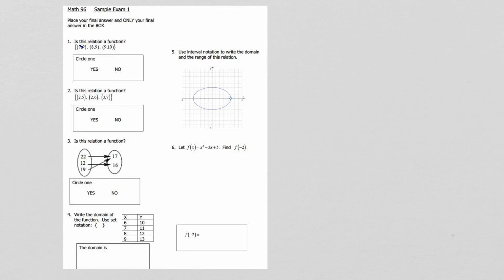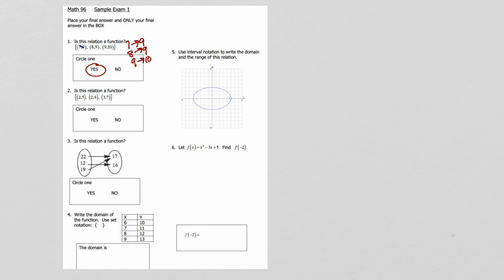You know what? I'm going to say yes, because 7 goes only to 9, 8 goes only to 9, and 9 goes only to 10. None of these inputs go to more than one output.